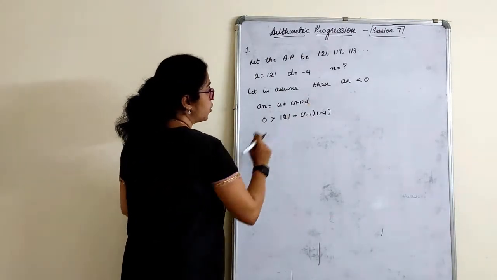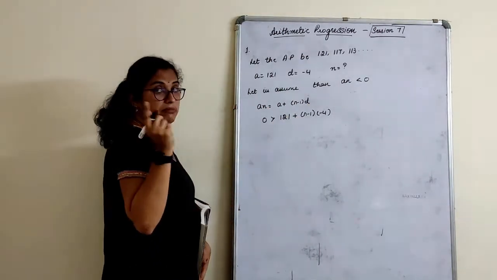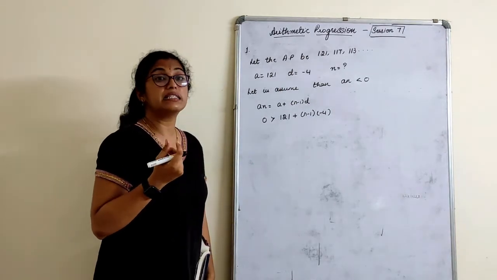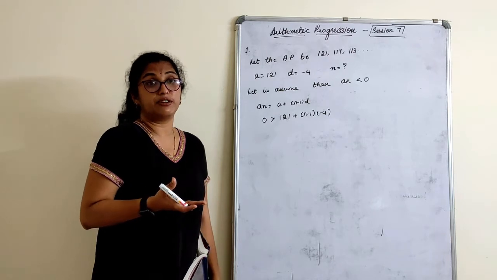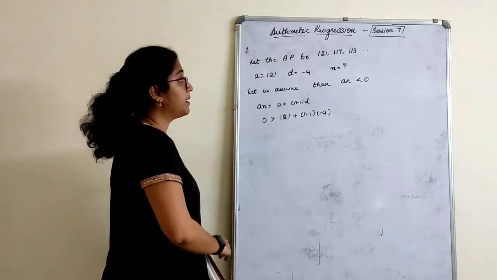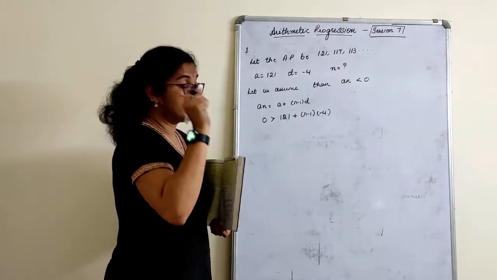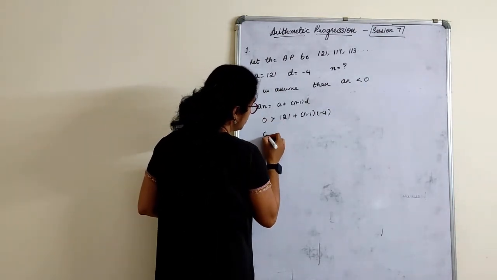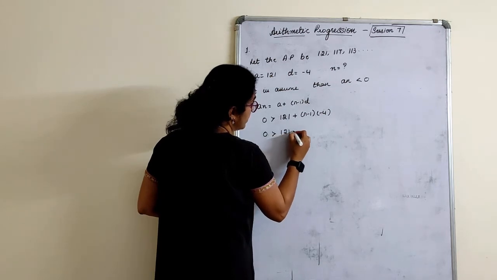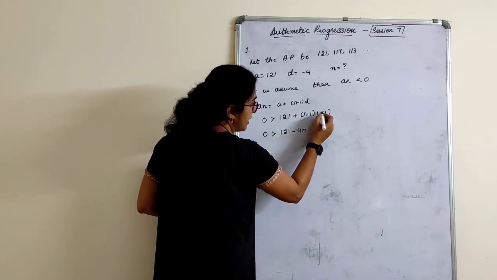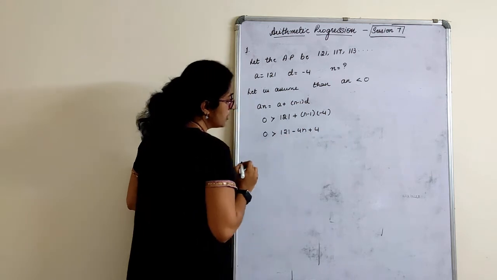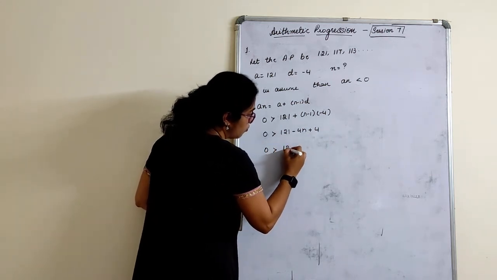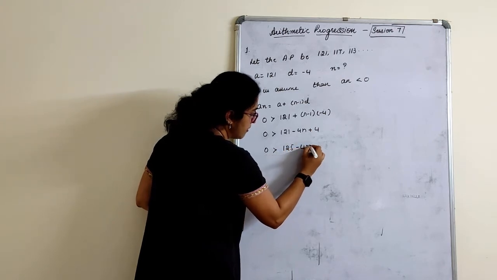Now is this clear, what I have written? See, the nth term is not equal to 0, children, but our nth term should be less than 0. Why? That's why it's a negative term. What I get here is the final part, because that's the first negative term. Go on simplifying with respect to 0: 121 minus 4n plus 4. So this is 121 plus 4 is 125 minus 4n.